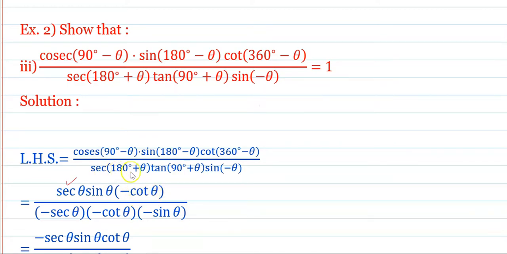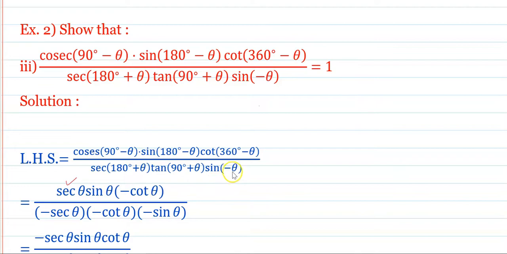Next, sec(180° + θ). It is in the third quadrant. In the third quadrant, sec is negative, only tan is positive, and therefore for π + θ the function remains as it is, and hence it is −sec θ. Tan(90° + θ): the function changes, tan becomes cot. It is in the second quadrant, and therefore it is −cot θ.